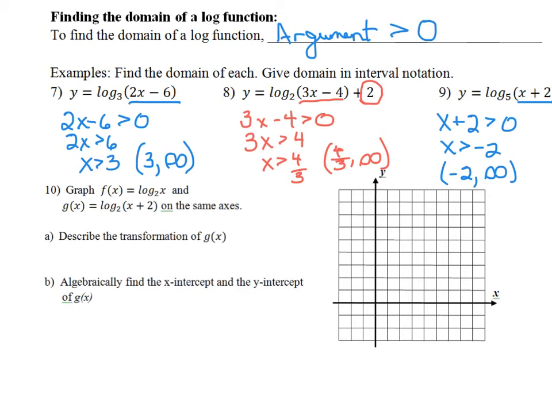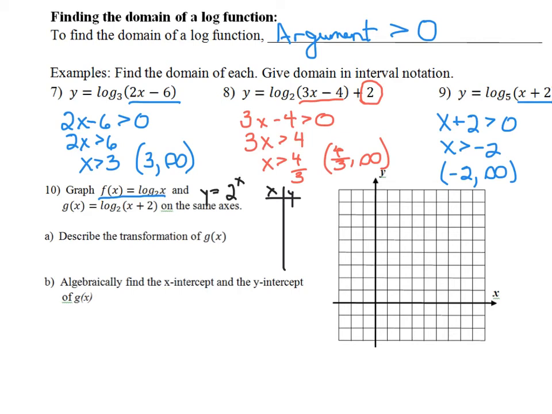For number 10, let's go ahead and do a graph where we're going to see a shift. So I'm going to start with the first graph, f of x equals log to the base 2 of x. When I graph that, I'm going to start with a basic table where I do my exponential first. If I rewrite this, I'm going to start with the inverse. So y equals 2 to the x.